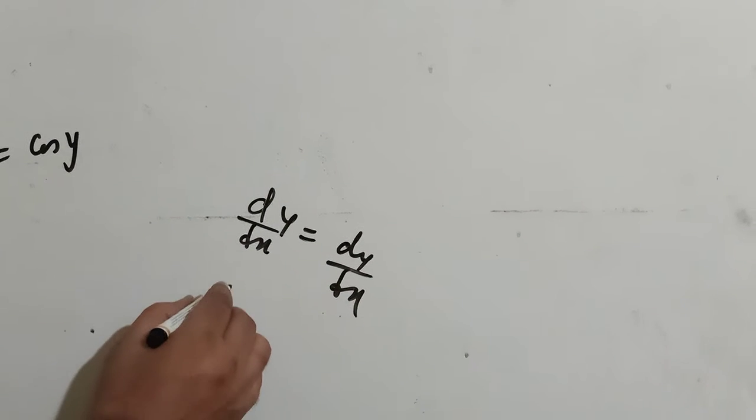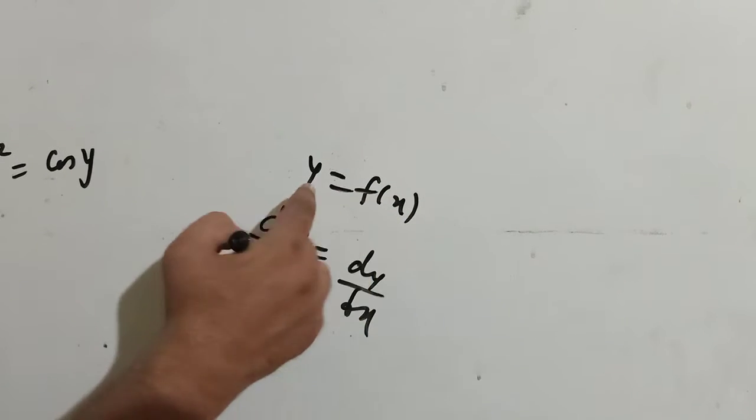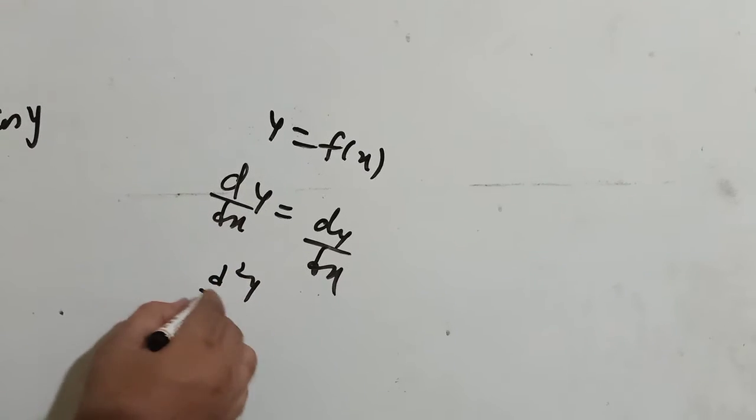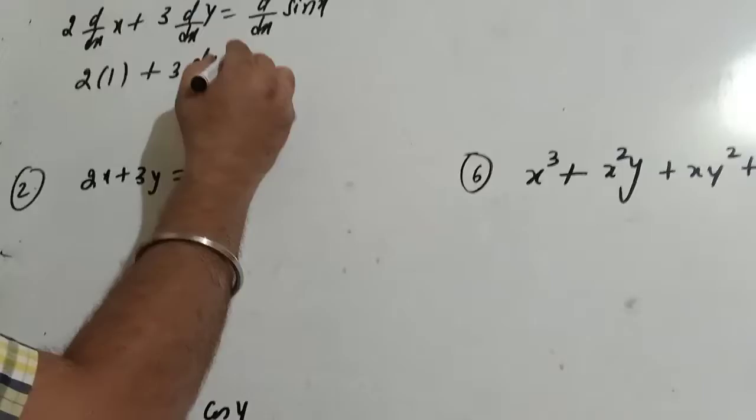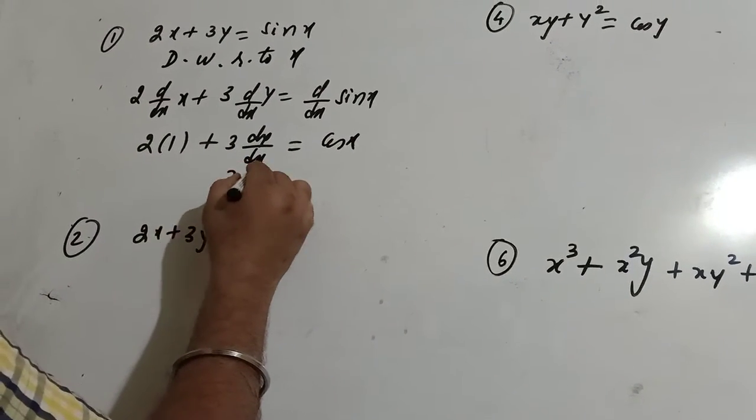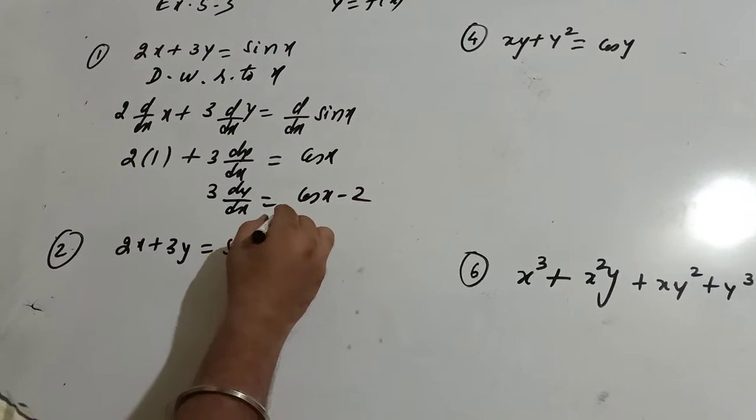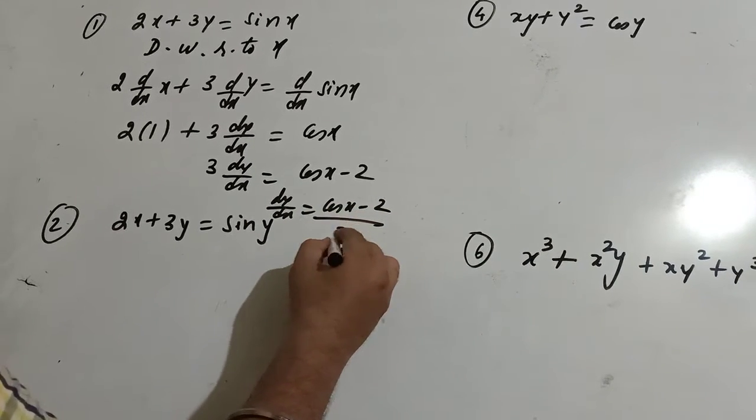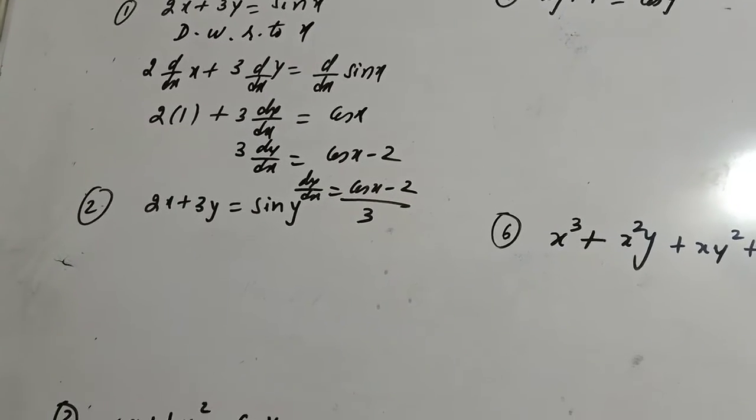The second derivative of y is d2y, where the first function y is f of x. Its first derivative can be written as dy by dx. The second order derivative is d2y upon dx square if you are differentiating 2 times. But here differentiation of sin x is cos x. Main motto is you want to find dy by dx. So 3 dy by dx equal to cos x minus 2. So dy by dx equal to cos x minus 2 upon 3. Here we have to find the value of dy by dx in each and every question.